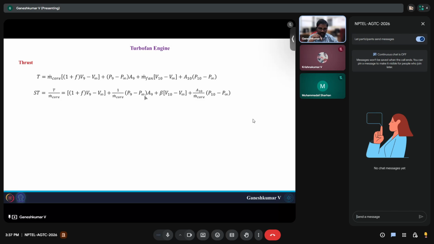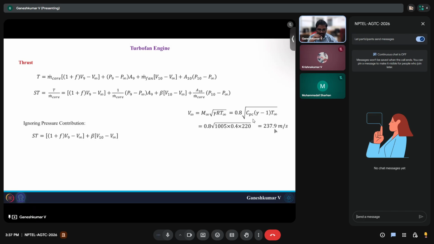Since we need to know m dot core to find out the pressure thrust, at this stage you cannot find it because we do not have m dot core given in the problem, so we are just going to neglect the pressure thrust, the second and the fourth term. Okay. So V infinity is around 273.9 meters per second. So from M infinity you can find V infinity, and ignoring the pressure contribution, your specific thrust is going to be simply (1 plus f) V9 minus V infinity plus beta times V10 minus V infinity. Okay.